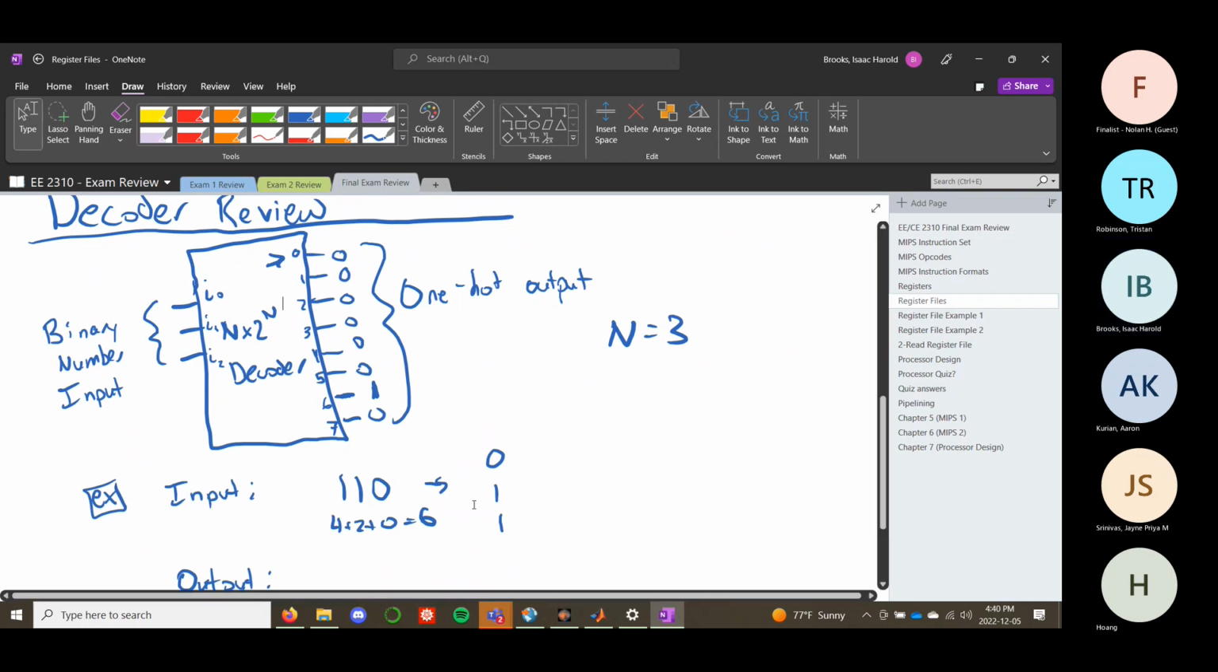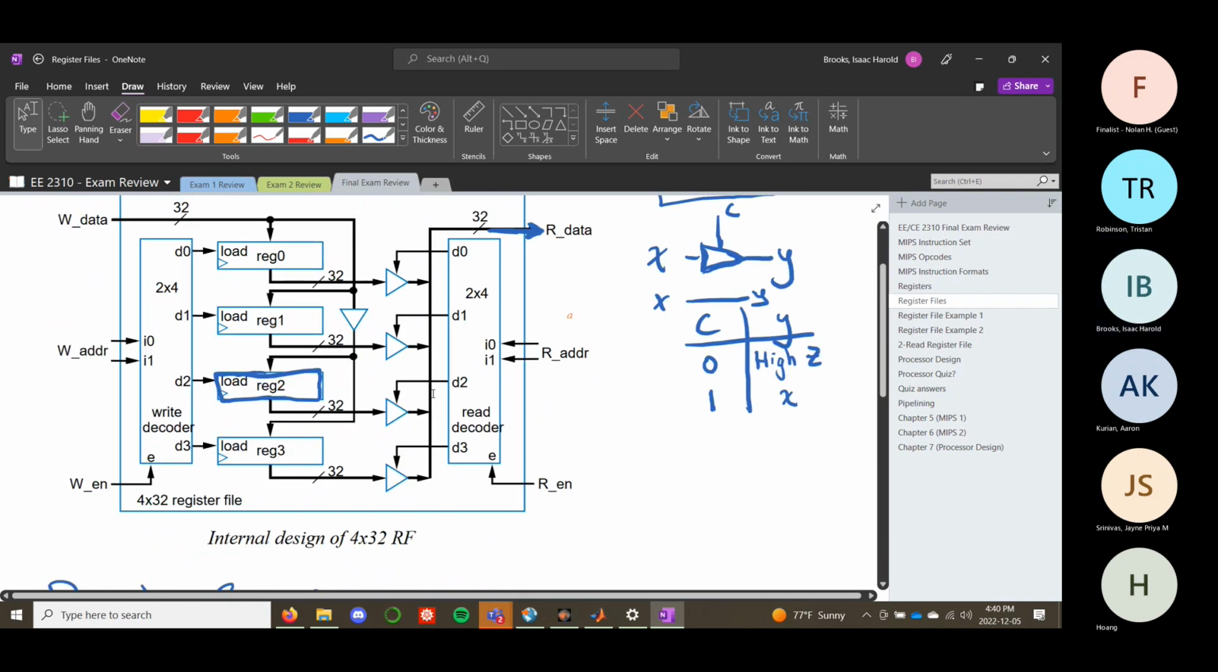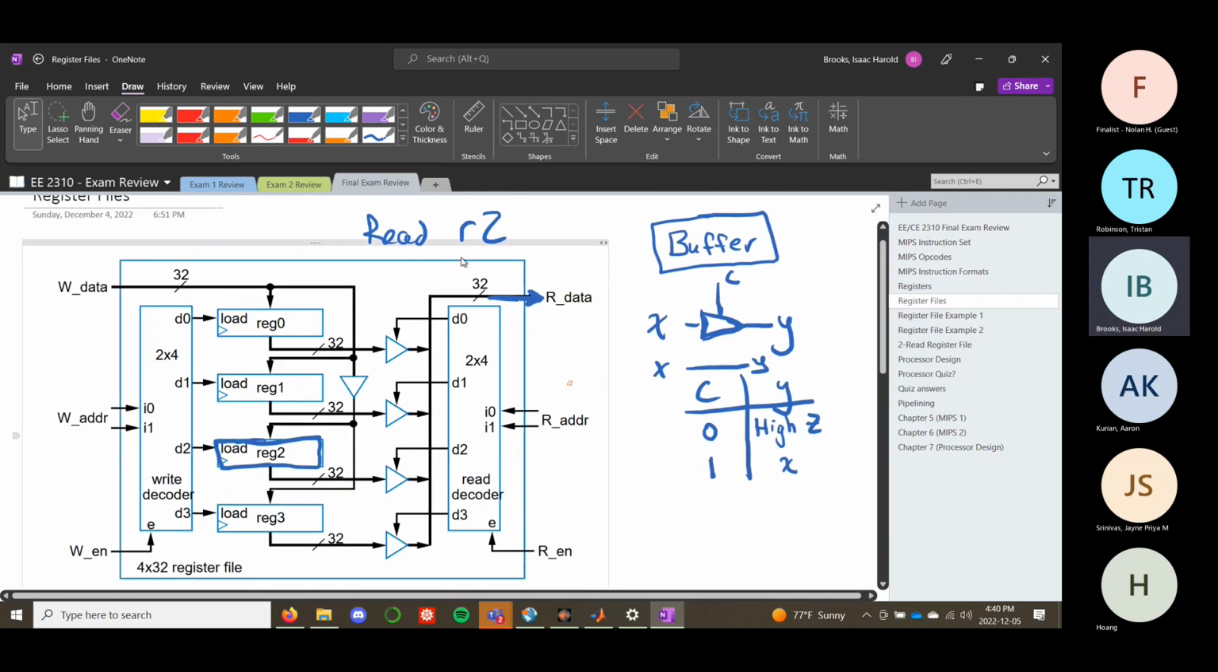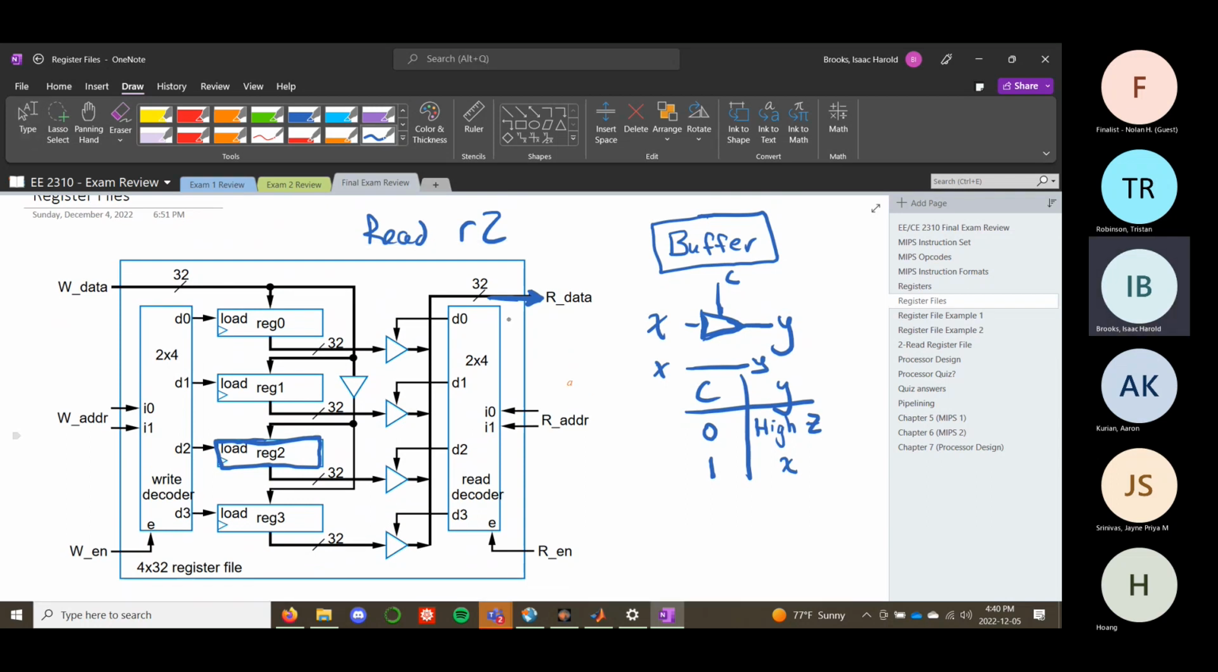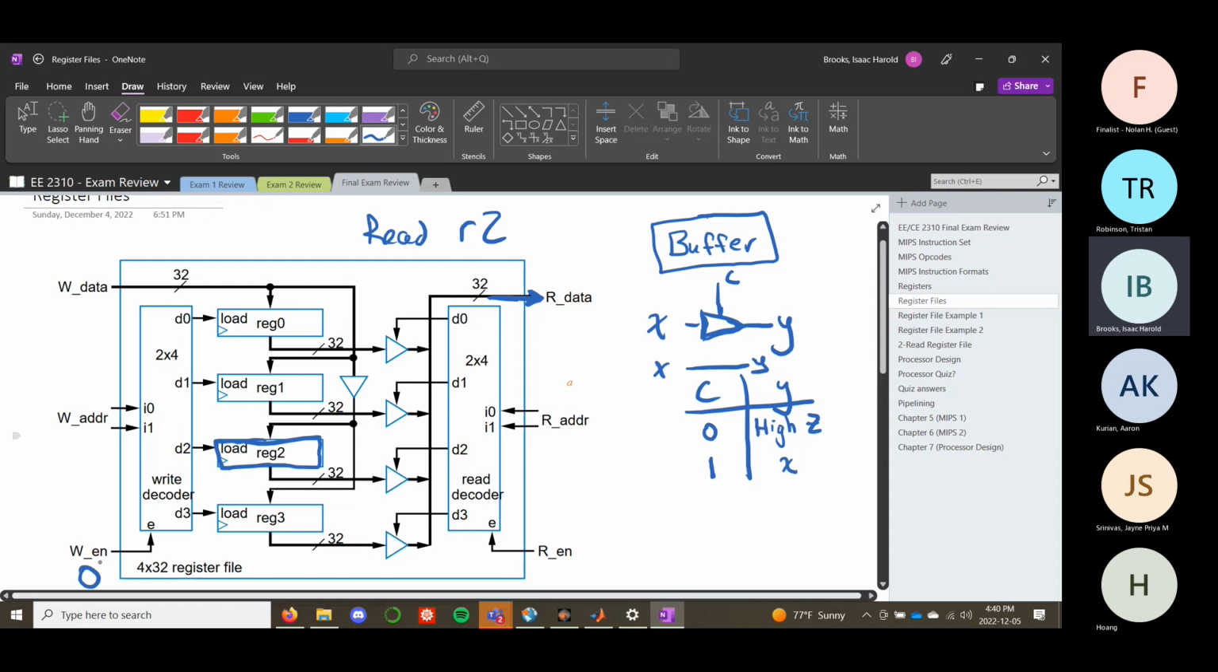And this is how we can have such a big block of memory and only grab a little bit of it. So if you understand what a decoder does, let's look at how we can read the contents of register 2. So first of all, if we're reading register 2 and we're not writing to anything, then write enable is going to be 0. And the enable is awesome because if this is 0, then you can ignore pretty much everything that's happening here because no writing is happening. Okay. We are reading. So read enable is going to be 1.